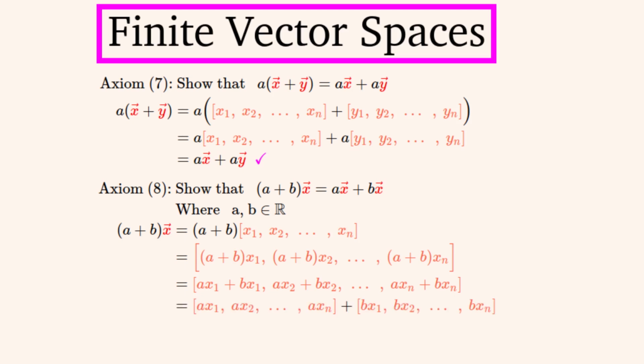We can then easily split this row vector up into a sum of two row vectors. Then we can factorize the common variables from each of these row vectors. And finally we can write the right-hand side of this axiom equation, thereby proving this axiom.